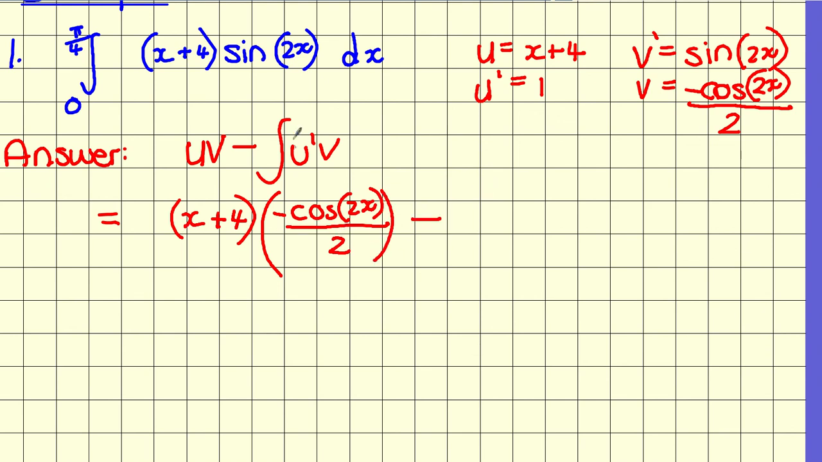Take away your integral of u dash v. So u dash is 1, v is going to be this. Now, see if you notice here, I've got minus, and then v is minus cos.